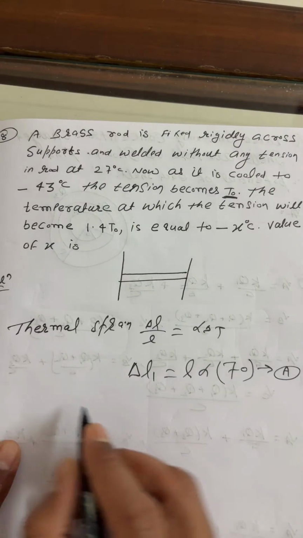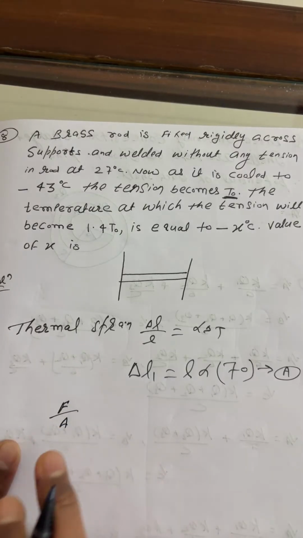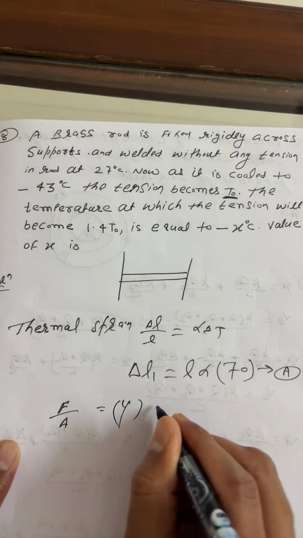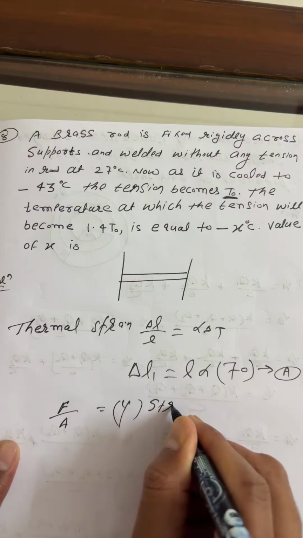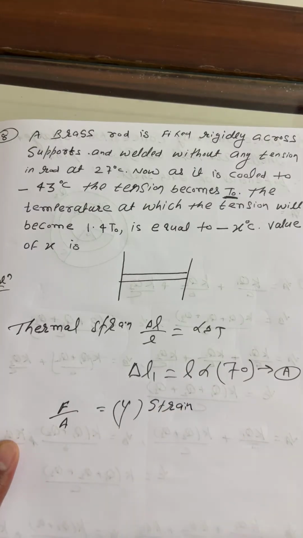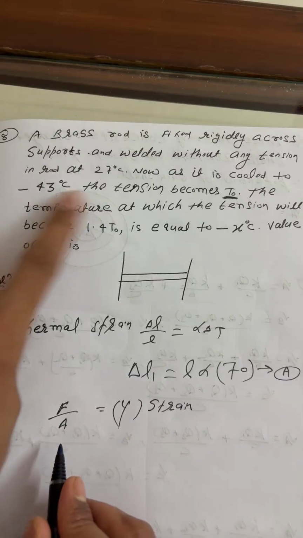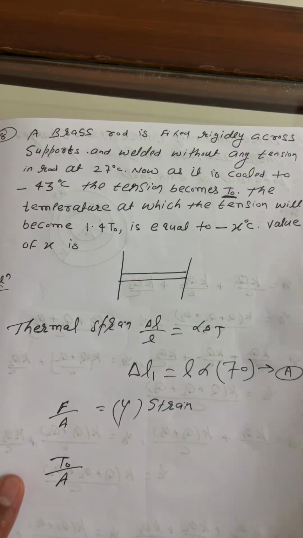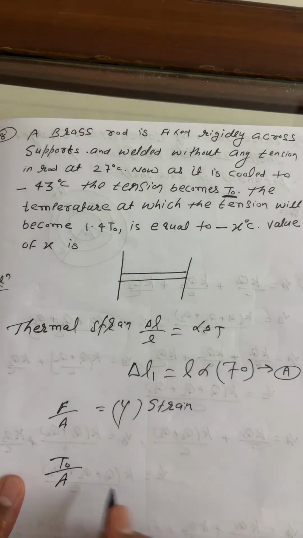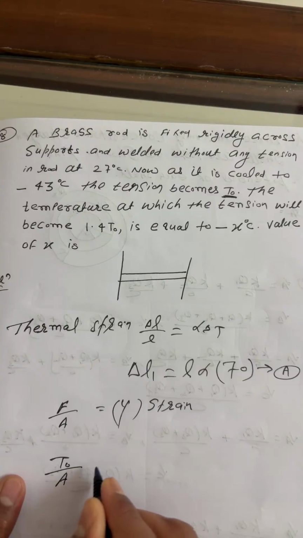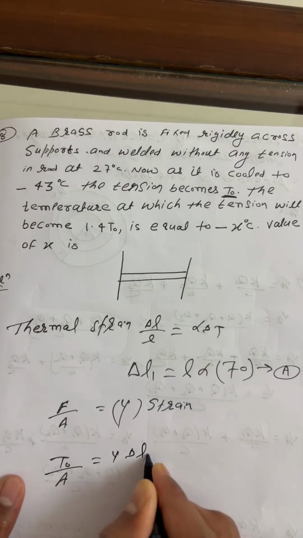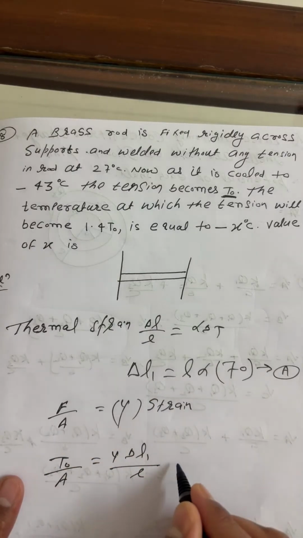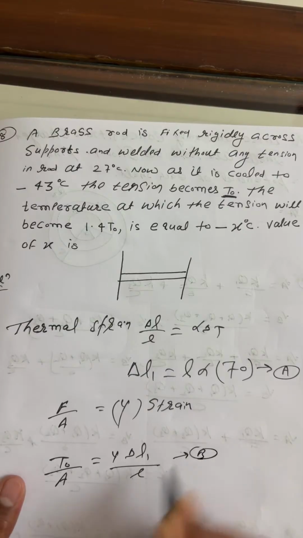Now, what about the question? Initially I'm going to use the formula force per unit area, that is stress, is equal to Young's modulus into strain. It's a good question, I can say an easy question. So the tension initially is T naught. You can write T naught upon A is equal to Young's modulus into delta L1 upon L. This I can write directly over here. Then you can see this is option number B.